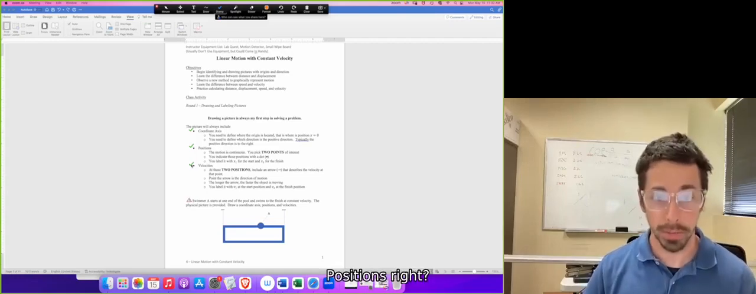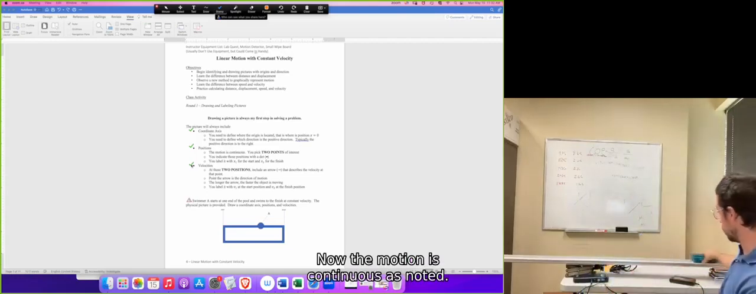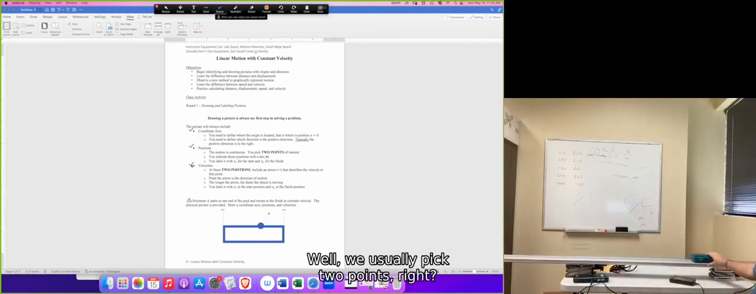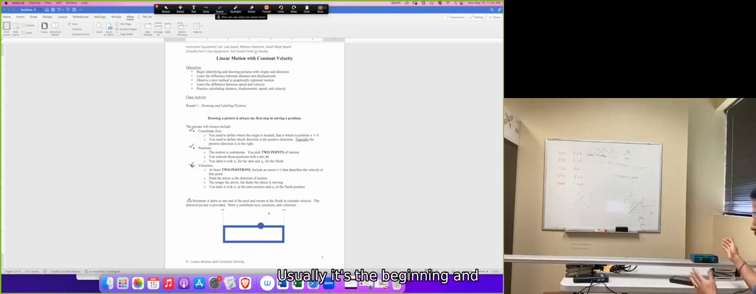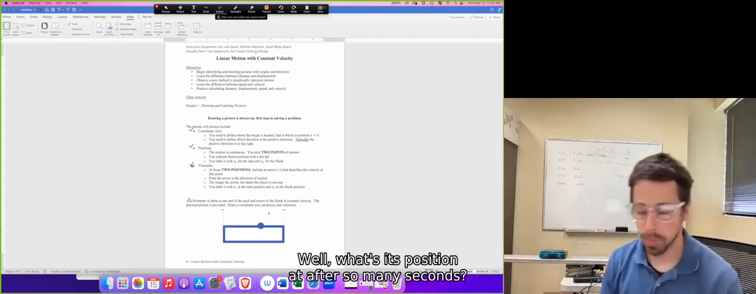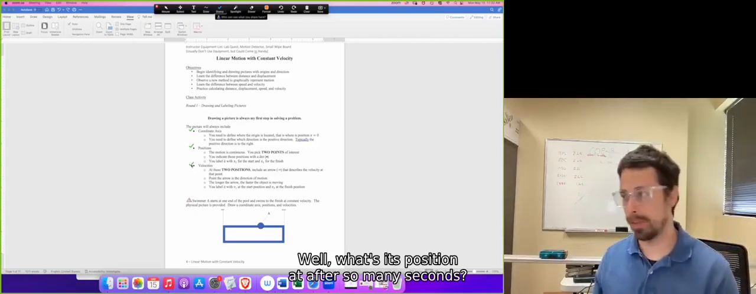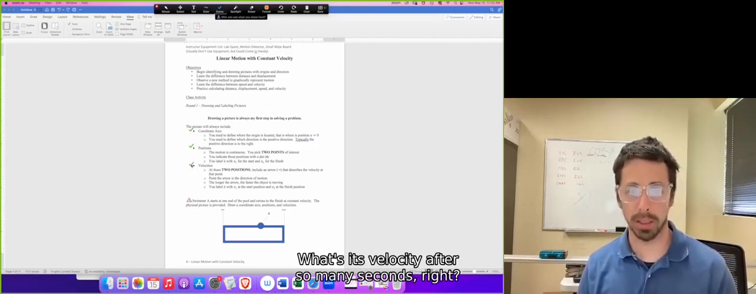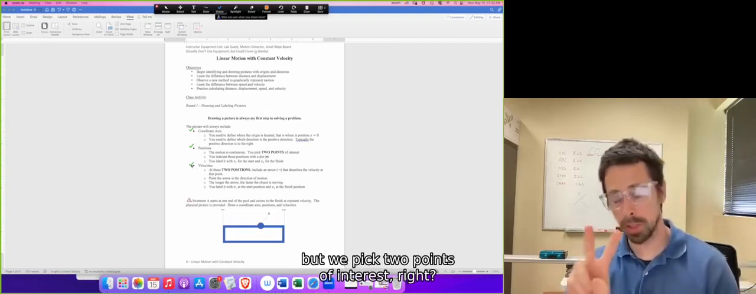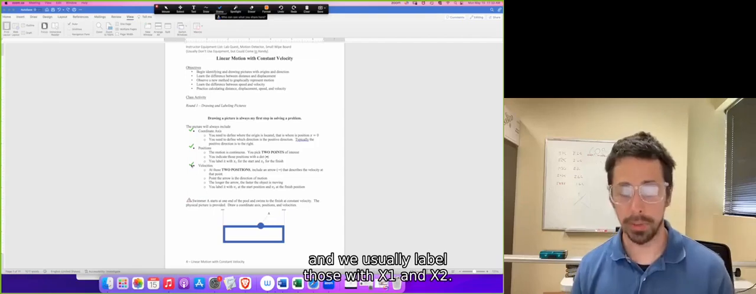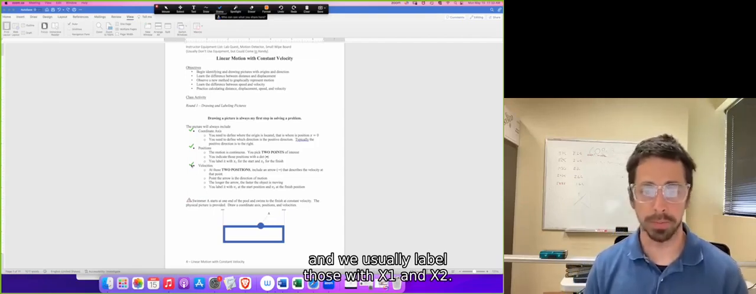Okay, positions. Now the motion is continuous, as noted. There is the motion. It is continually moving. But we usually pick 2 points. Usually it's the beginning, and then some other point as it's moving that we are trying to determine, well, what's its position after so many seconds? What's its velocity after so many seconds? So the motion is continuous, but we pick 2 points of interest. Those points are indicated with a dot, and we usually label those with x1 and x2.